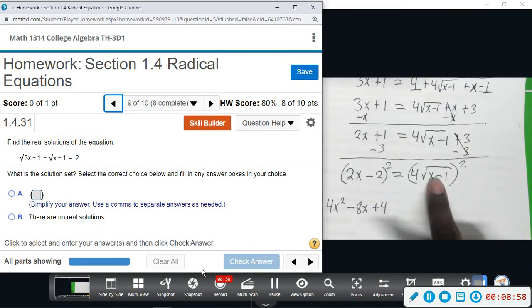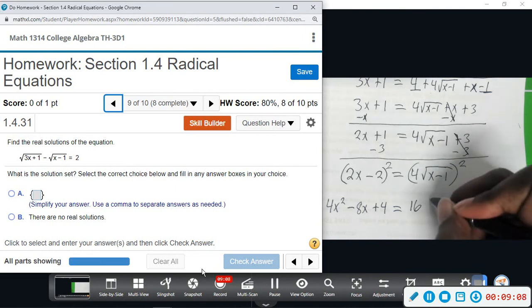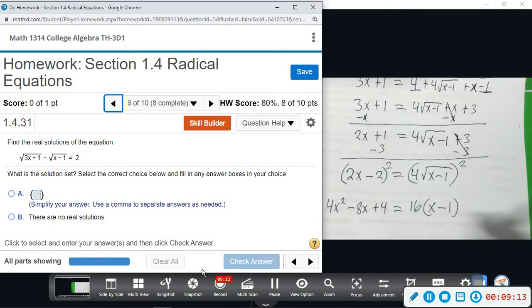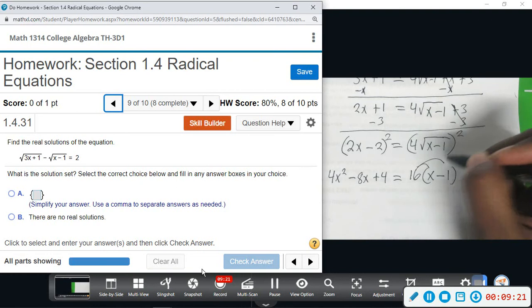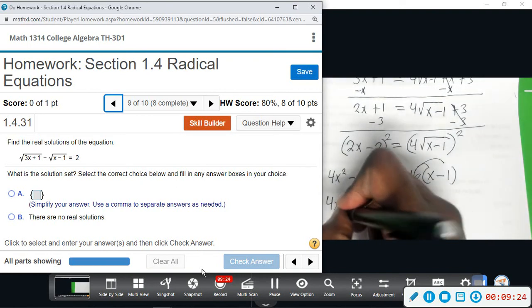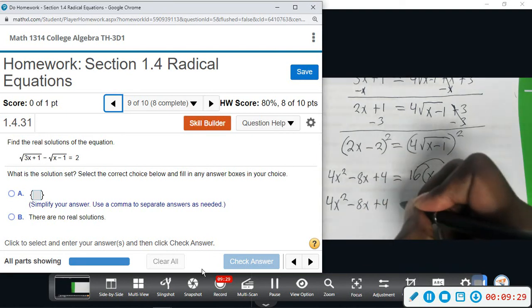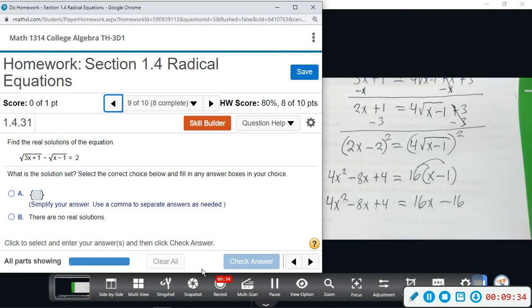Alright, over here when we square, we just have to square the 4 and square this term. So over here we have 4 squared, which will be 16, and when you square a square root, it gets rid of the square root, so we have x minus 1. Now we're going to distribute, so we have 4x squared minus 8x plus 4 equals 16x minus 16.